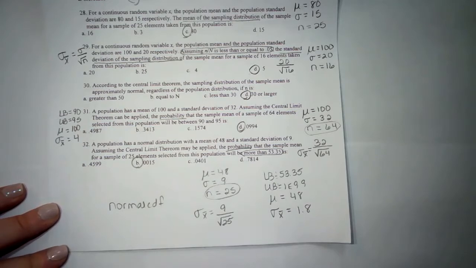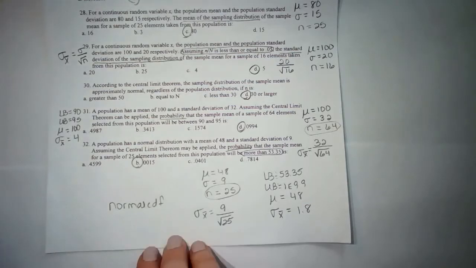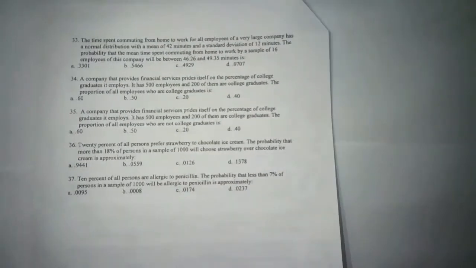Okay, so again, I know I keep saying the same thing over and over again, but I get so many students that get confused. I want to make sure you realize if it gives you an n, you just take the square root and divide your standard deviation. Otherwise, it's just like chapter 6. They're all kind of the same. All right, let's do the last few then. Okay, last page.